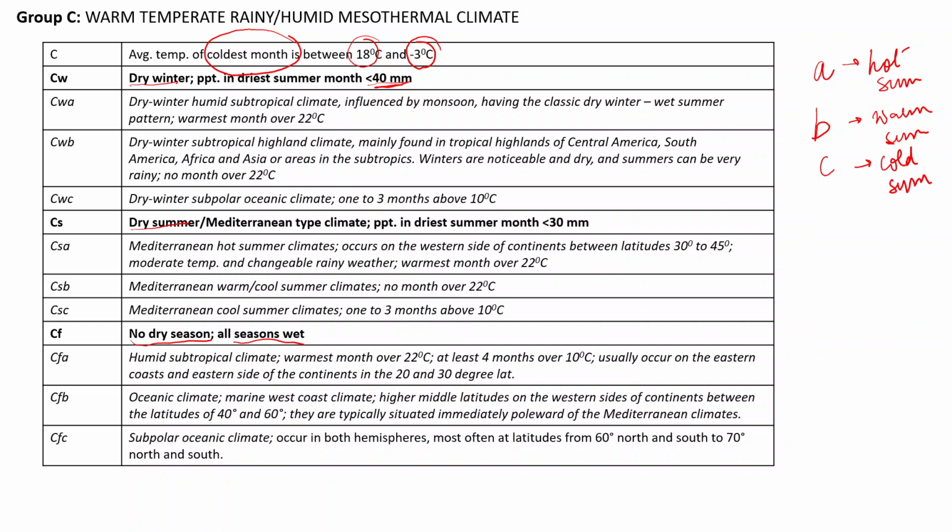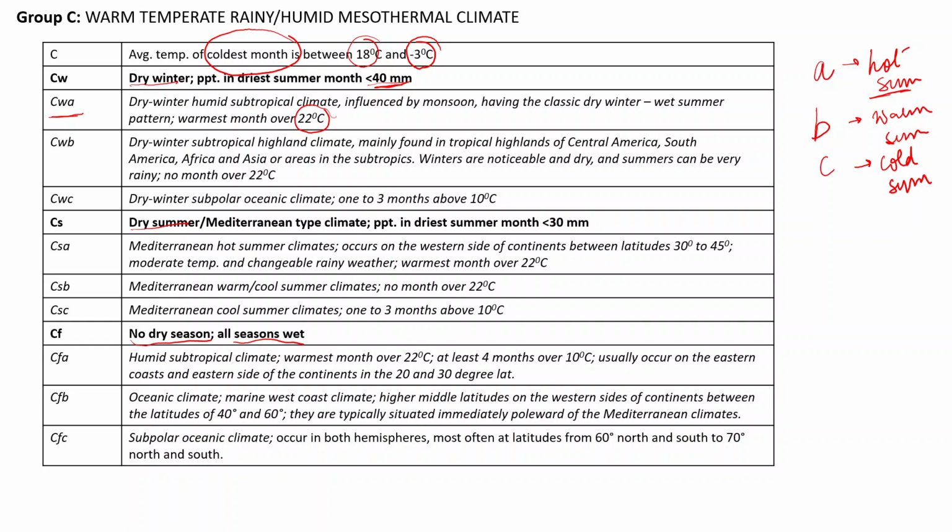So if we have CWA, it means that the winters are dry and they have a humid subtropical type of climate influenced by monsoon, having the classic dry winter, wet summer pattern. So here the winters are dry, summers are wet, and the warmest month is over 22 degrees Celsius, which means it is the hot summer.